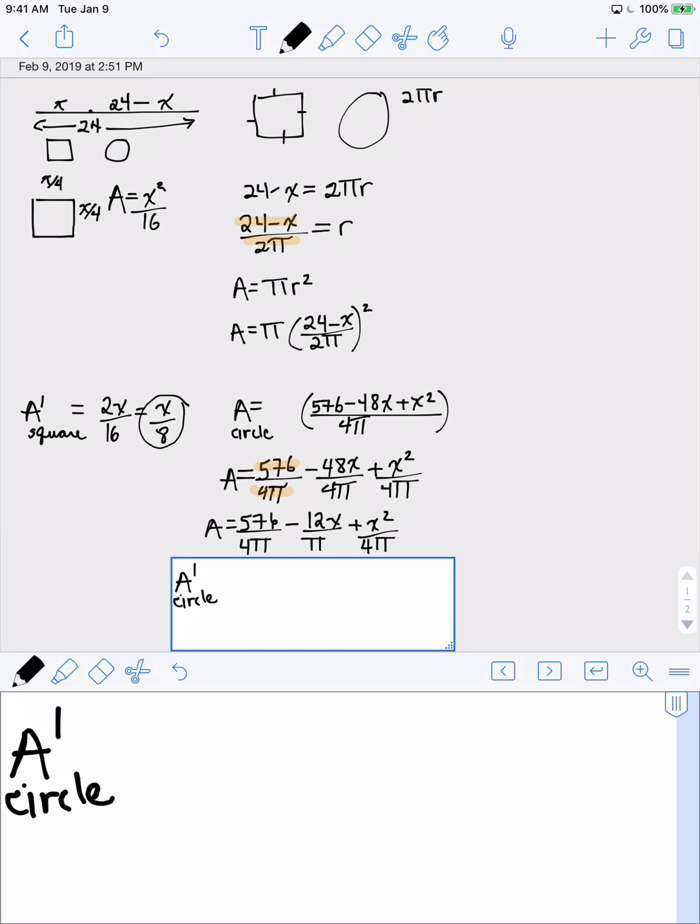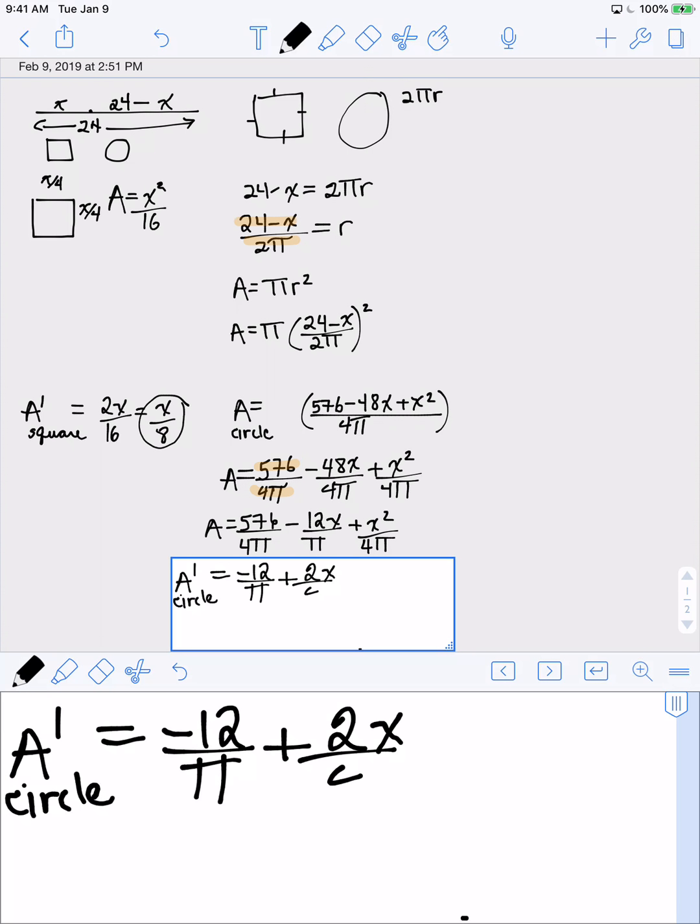So 576 over 4 pi, well, that derivative is just 0. So negative 12x over pi, that derivative is just negative 12 over pi. And x squared over 4 pi, that derivative is 2x over 4 pi. But again, I can reduce that to just x over 2 pi. So I'm going to go ahead and just do that now. X over 2 pi. Okay.